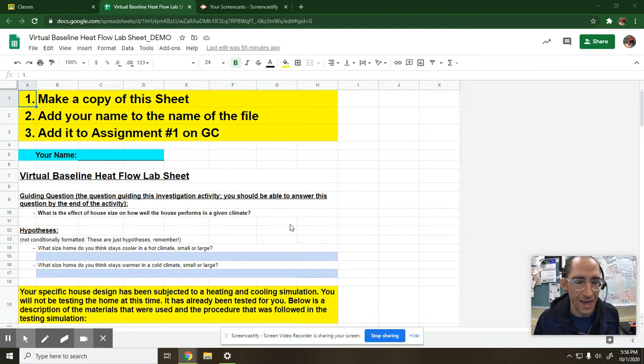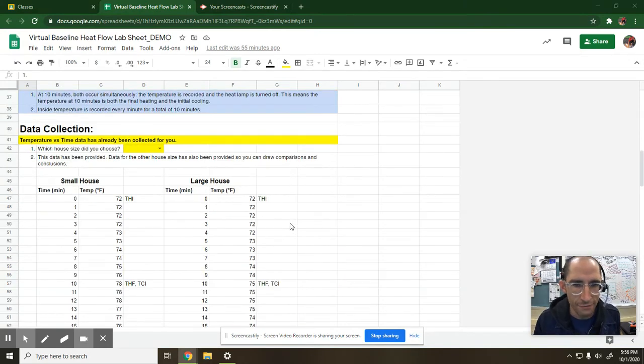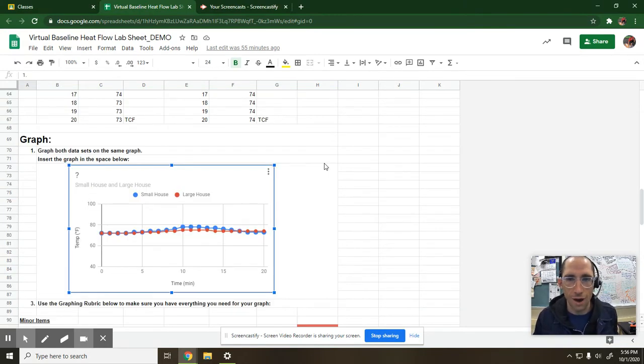Virtual baseline heat flow lab sheet demo. Graphing: you're not going to have to graph on the follow-up, but you're going to need to know what your graph should look like or how to set up a proper graph. You'll see. So here are my two data sets plotted on the same graph. It doesn't look too good.